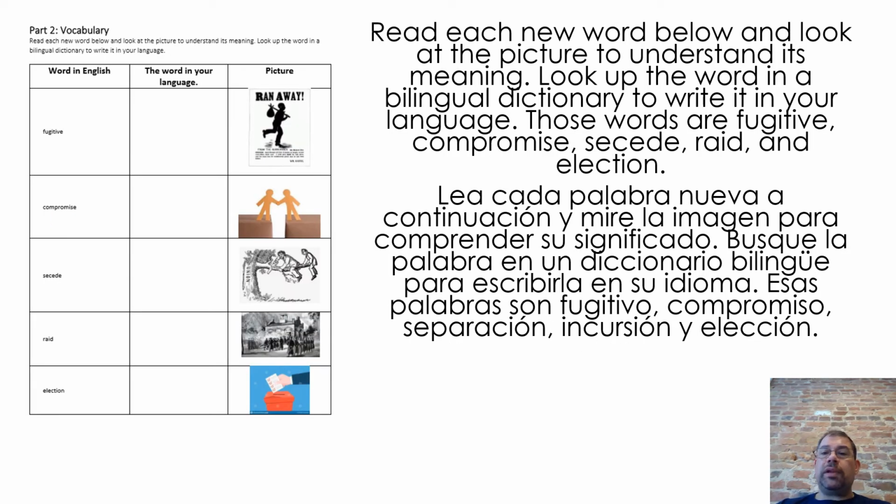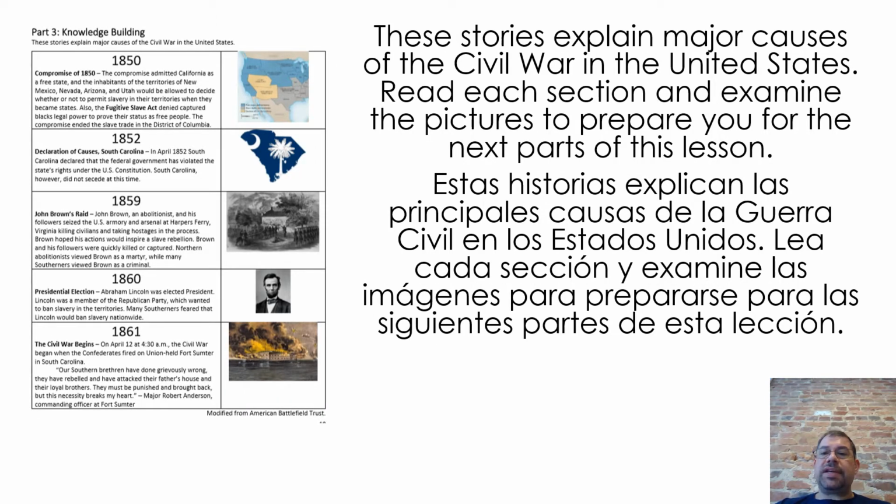Read each new word below and look at the picture to understand its meaning. Look up the word in a bilingual dictionary to write it in your language. Those words are fugitive, compromise, secede, raid, and election. These stories explain major causes of the Civil War in the United States. Read each section and examine the pictures to prepare you for the next parts of the lesson.